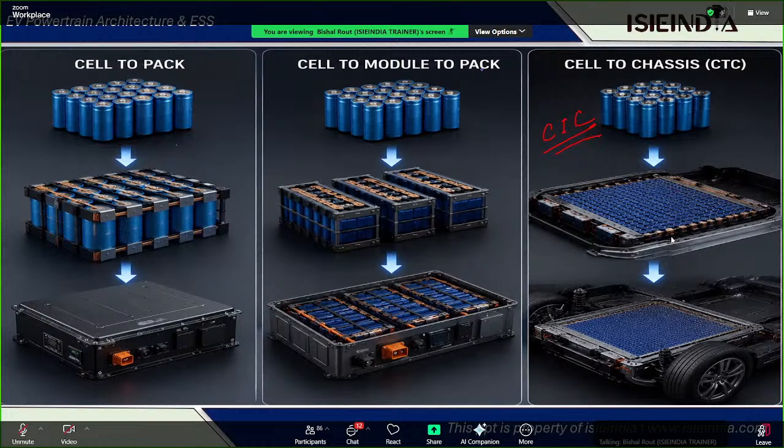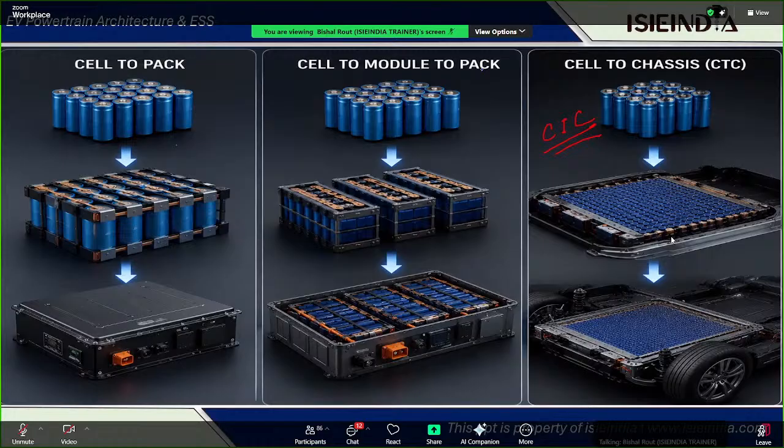So let us suppose the pack has faulted, then someone will change your pack and add another pack to your particular vehicle. But in the CTC approach, cell to chassis approach, if your pack has faulted, then you have to leave your vehicle there. Nobody can give you another pack for utilization, right?